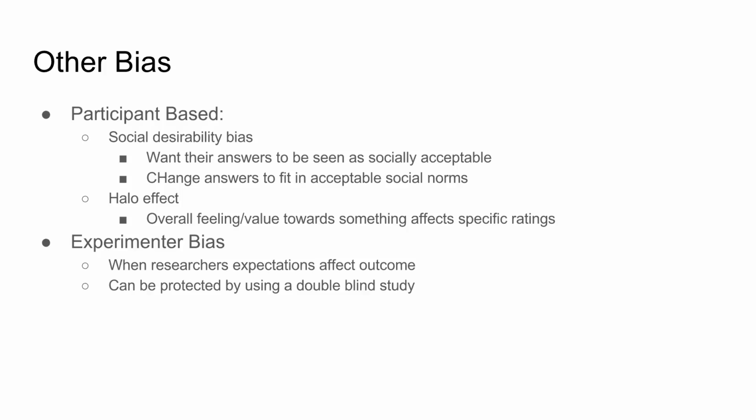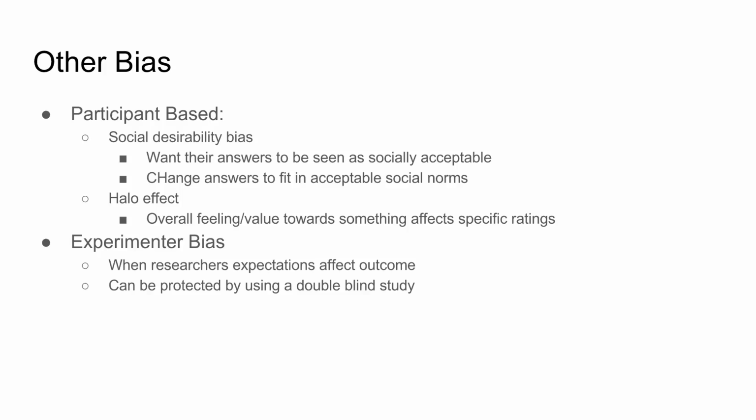A couple of other biases that we'll look at. Some that are participant-based is one thing called the social desirability bias. This occurs when people want their answers to be seen as socially acceptable. The classic example of this is racial beliefs and racial attitudes. No one ever wants to be viewed as a racist, but the reality is that racists exist, and they exist in large numbers. So they change their answers to be seen as socially acceptable rather than expressing their true deep down feelings. That's problematic. That's a problem with self-report data.